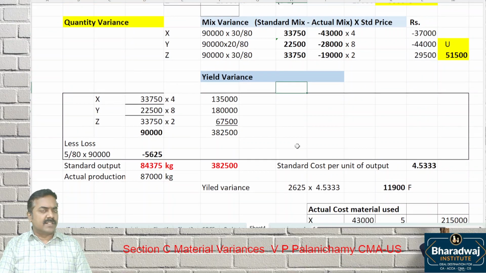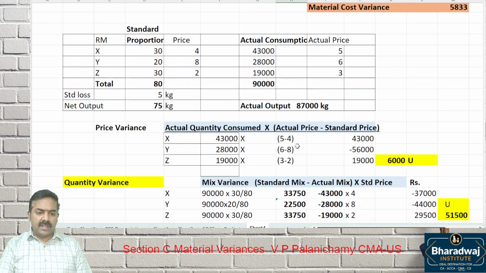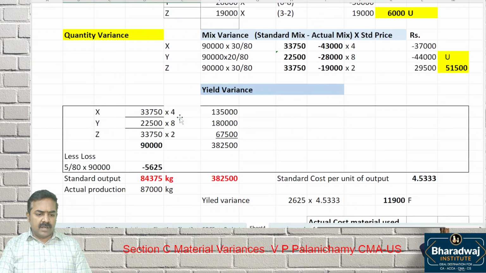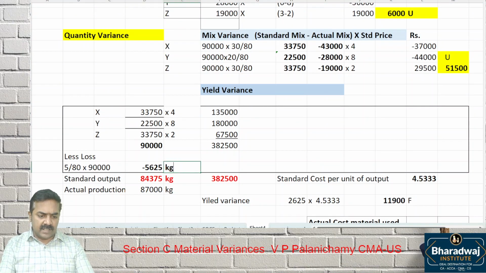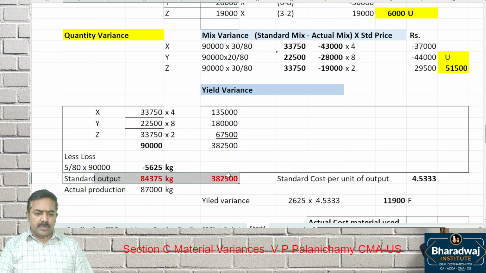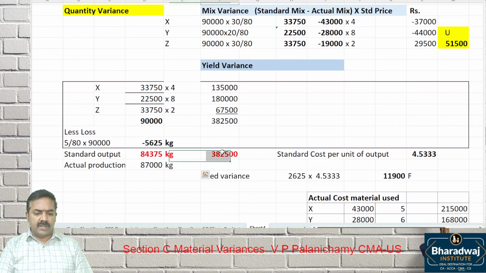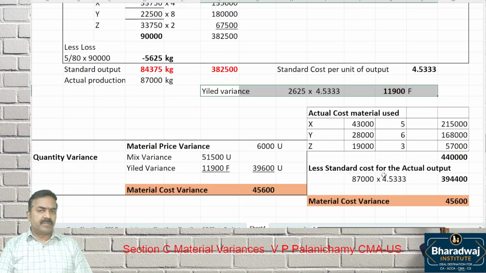Yield variance arises when you don't get the expected output. Expected output is for this 90,000 kg. If the loss allowed is 5 kg out of 80, then 5,625 kg is allowed as loss. So the expected output is this much, but the actual output is more. When you get more output, you get a variance. The variance will be favorable, because you get more yield. When you get more yield, it is a favorable variance.